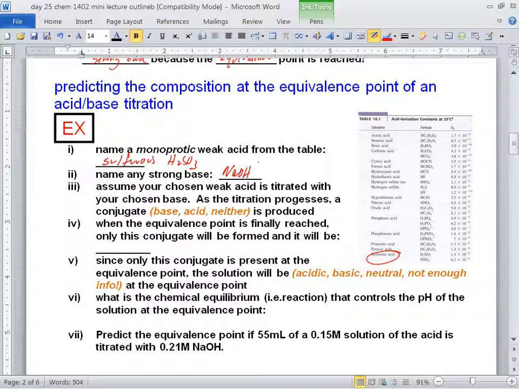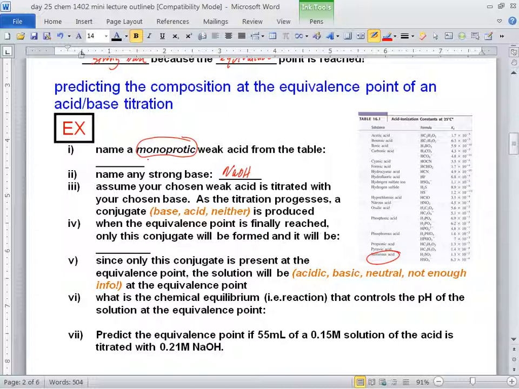Now, Alyssa picked an ugly one because it has 2 hydrogens on there, right? Oh, it says monoprotic, doesn't it? She can't pick sulfurous acid because there's 2 hydrogens. Back to the drawing board, Alyssa. Pick one that only has 1 hydrogen on it.